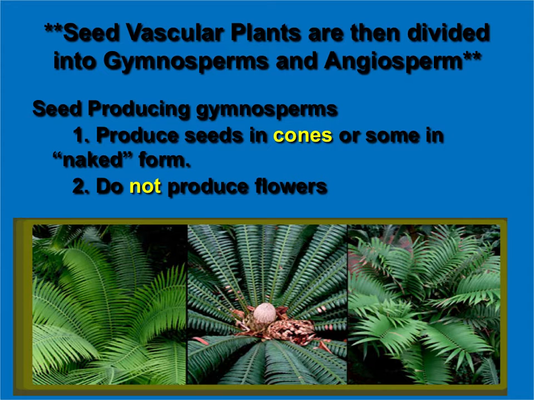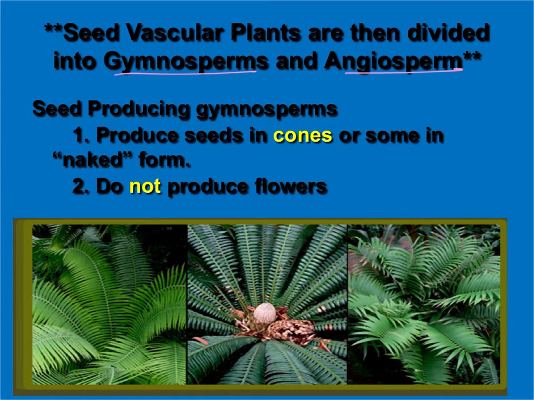Seed vascular plants, so these are seed-producing vascular plants, are then further divided into gymnosperms and angiosperms. So first off, you have vascular and non-vascular. Your non-vascular plants just are non-vascular. Then your vascular plants are further grouped into seed or seedless, and then your seed vascular plants are further grouped into gymnosperms and angiosperms.